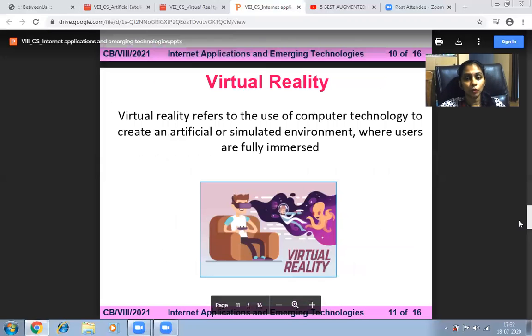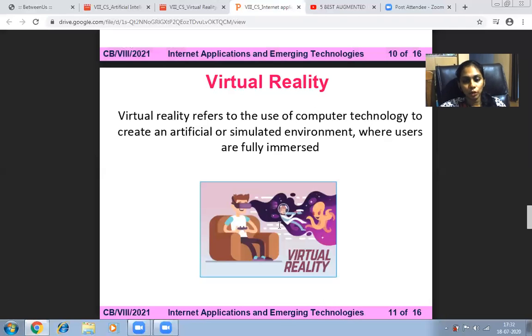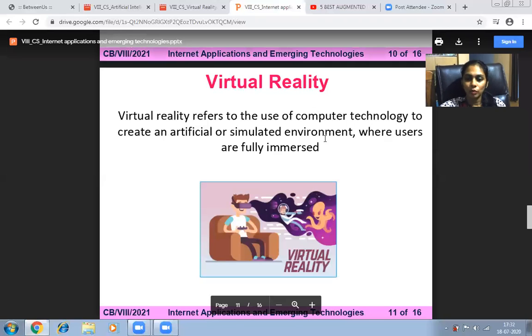Now, the other thing we are studying in today's class is virtual reality. As you all know, virtual reality refers to the use of computer technology to create an artificial or simulated environment where users are fully immersed. You feel that the thing is in front of you, but actually it is not. That is what we call virtual reality. As you can see in the picture, a boy is sitting playing a video game with a virtual reality headset, and he feels that he's actually playing the game, and the ghost or octopus is in front of him. I can make it clear with one video, so it will be clear what virtual reality is all about.